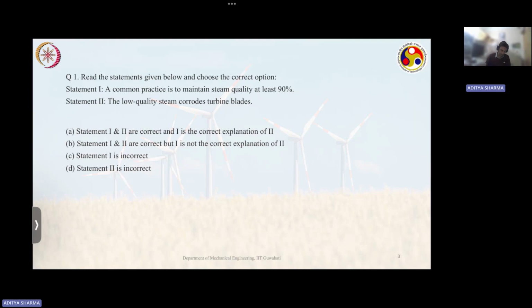Sorry, it should have been like this. Okay. So this is your 2 and this is your 1. This is your 1, this is your 2. Okay. And then statement 1 is incorrect and statement 2 is incorrect. So which of the options is correct?